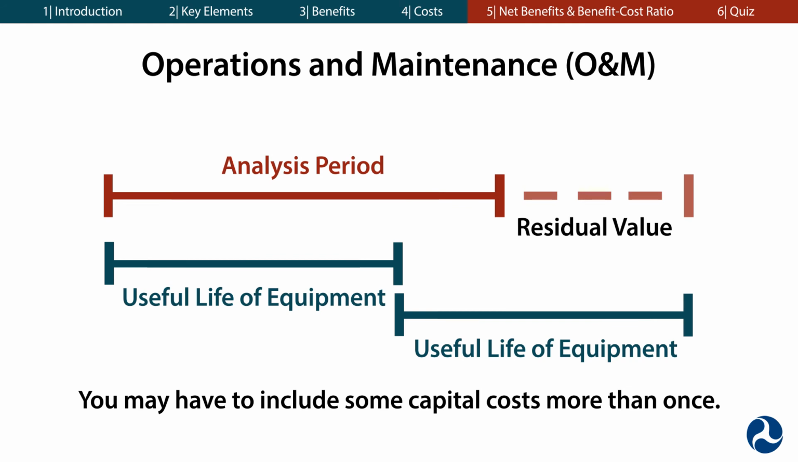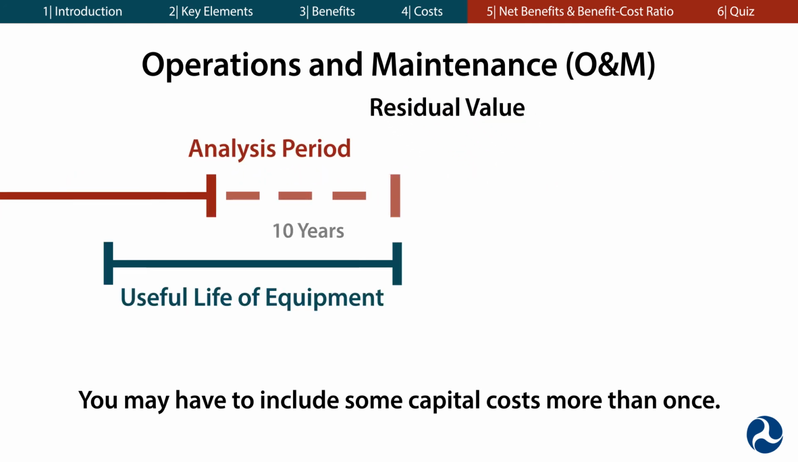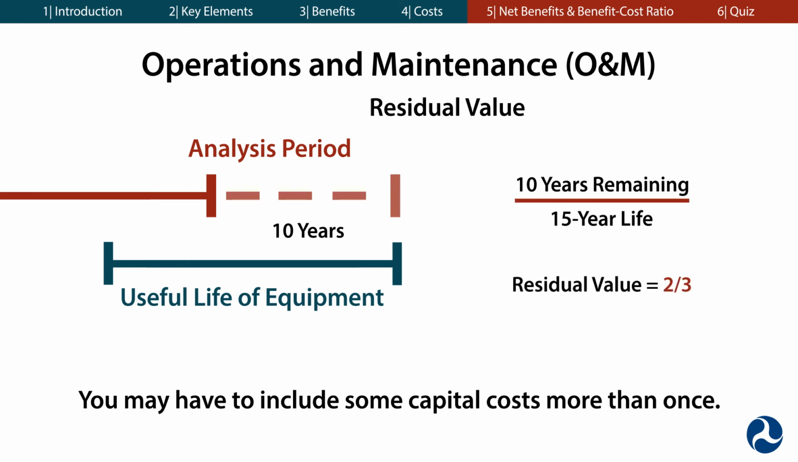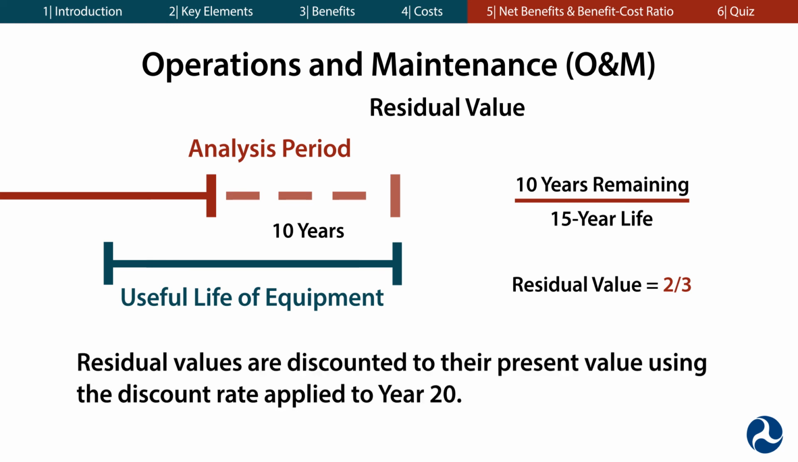Using the previous example, after 20 years, you still have 10 years of useful life remaining in the replacement equipment. Because you've used 5 years of the expected 15-year life of your equipment, its residual value is 2/3 of its value at the 20-year mark. Residual values are then discounted to their present value using the discount rate applied to year 20. You should be sure to describe the useful life assumptions that you use when expressing residual value.